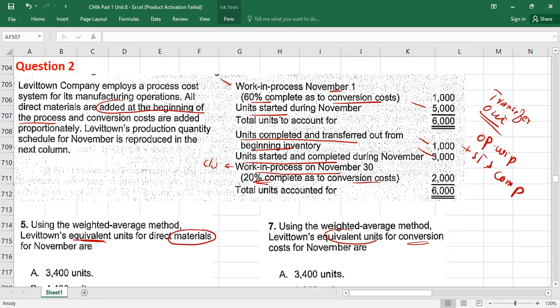So here opening work in process is given. Even here he told you the breakup. Opening work in process, because units completed from beginning inventory are 1,000. And then we have here started and completed, how much? 3,000. Total transfer out units are how much? 4,000. And then the second thing we need, which is closing work in process. Closing work in process units are how much? 2,000.